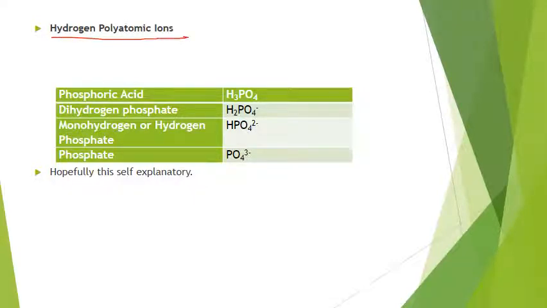Finally, the last thing, if you go back and look at the chart, you may see things like phosphoric acid, dihydrogen phosphate, monohydrogen or hydrogen phosphate, and phosphate. When you have phosphoric acid, not all three of the hydrogens can come off at one time. They actually come off separately. So when the first one comes off, you end up with something called dihydrogen phosphate. I hope that makes sense. Then monohydrogen phosphate, and then phosphate when it loses the last one.